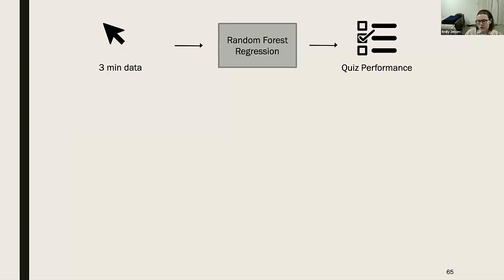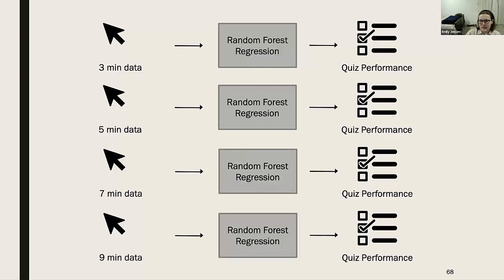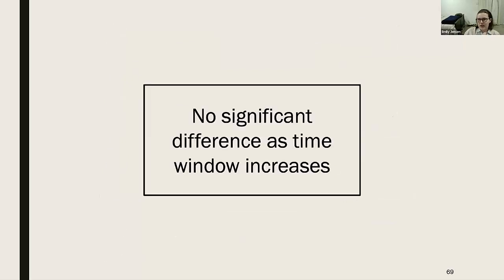So in total, we looked at 4 different models. Our original that I've discussed so far is using this 3 minutes of data leading up to the quiz, but we've also looked at 5, 7, and up to 9 minutes leading up to the quiz. And we actually found that there is no significant difference as this time window increases. And actually, once you get to the 9-minute mark, our performance starts to erode a little bit, probably because 9 minutes is relatively long compared to the amount of time that students spend on the platform. And there's a lot going on in that time. So our signal's probably getting quite noisy.